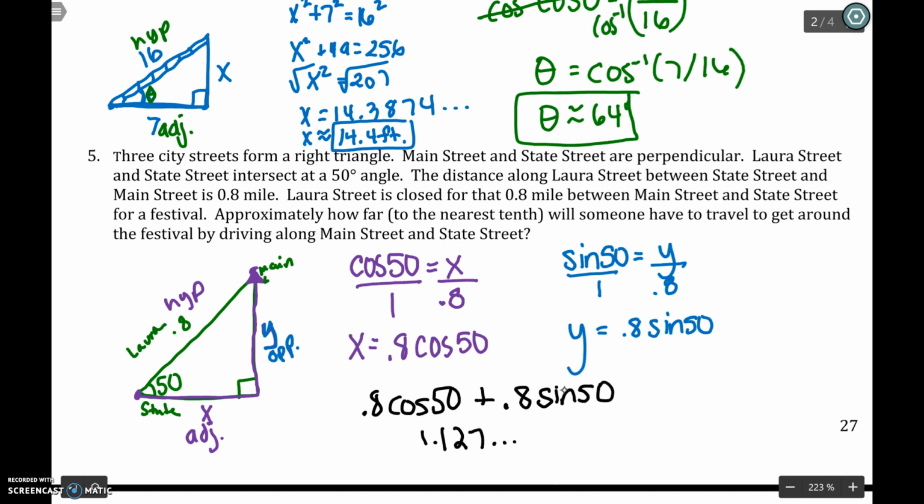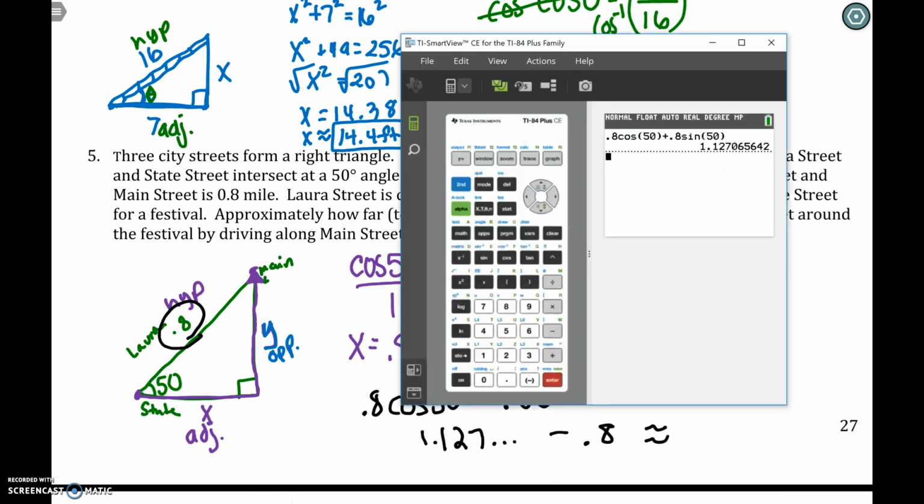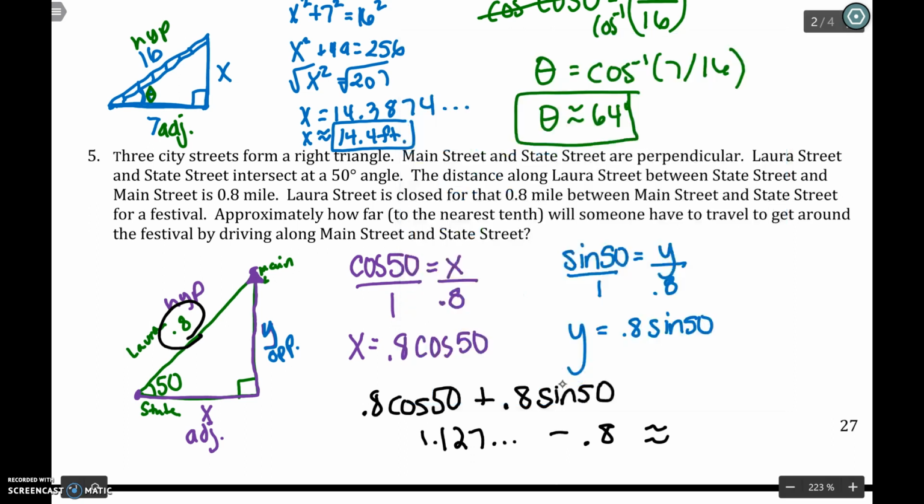And it does say how much further would they have to drive. So I'm going to compare that to the 0.8. I'm going to subtract 0.8 to figure out how much further to the nearest tenth. Notice I haven't rounded yet. So I'm going to take that value that's already there. I'm going to hit minus 0.8 and see that it's about 0.3 miles longer.